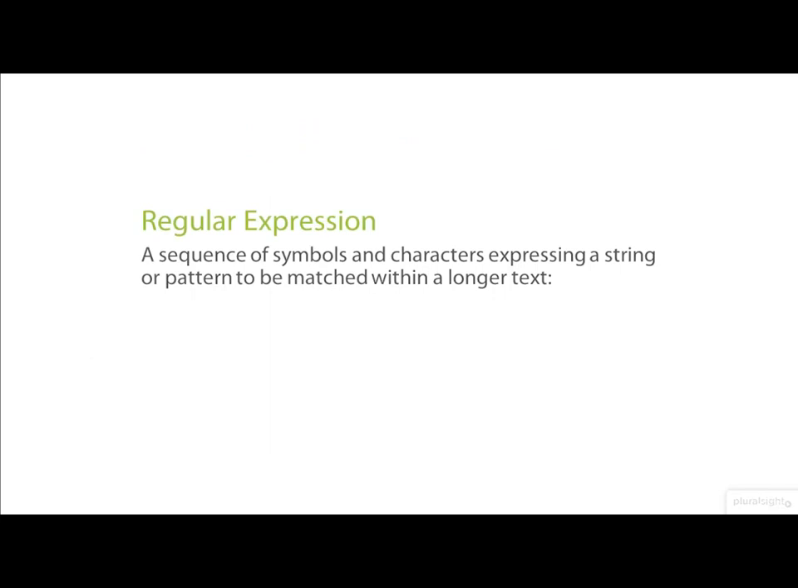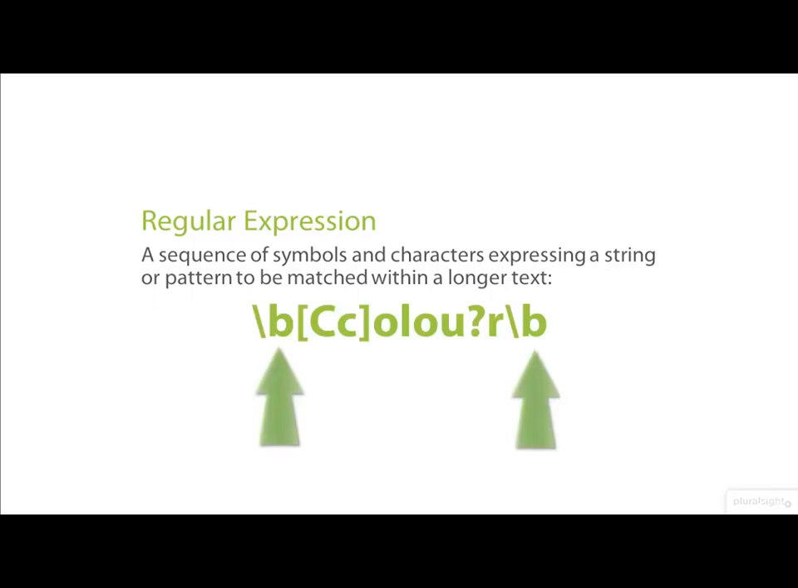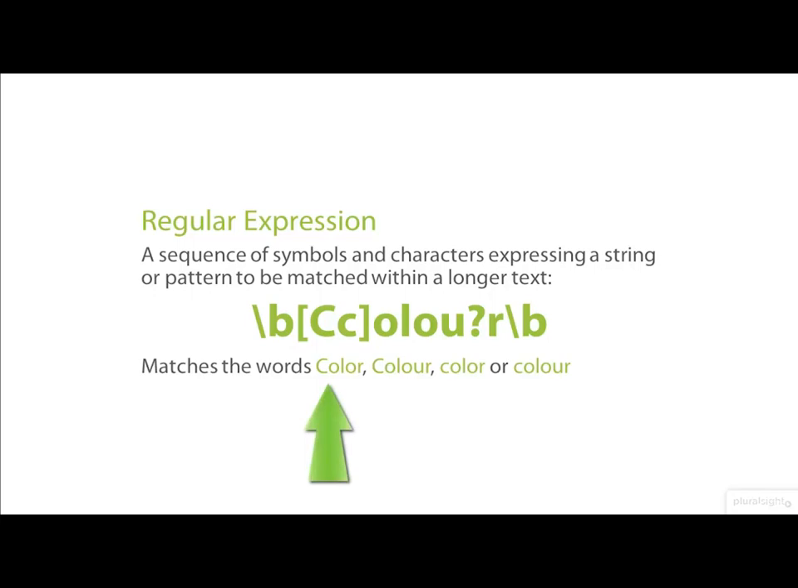A regular expression itself is just a sequence of symbols and characters expressing a string or pattern to be matched within a longer text. Let's see what we mean by this. So this is a regular expression. The options that we're using, \b at the beginning and the end, are just saying there's a word boundary. So we're looking for the word colour. But we don't mind whether the C is in uppercase or lowercase. So that's a range specified by our square brackets.